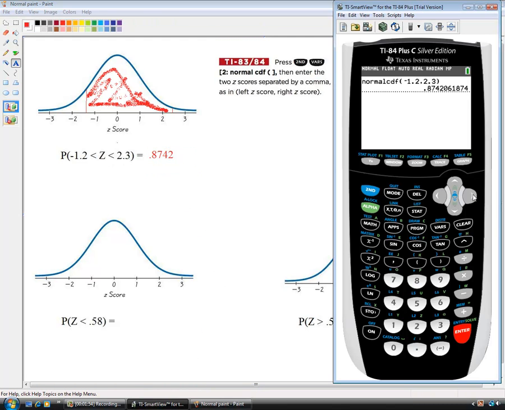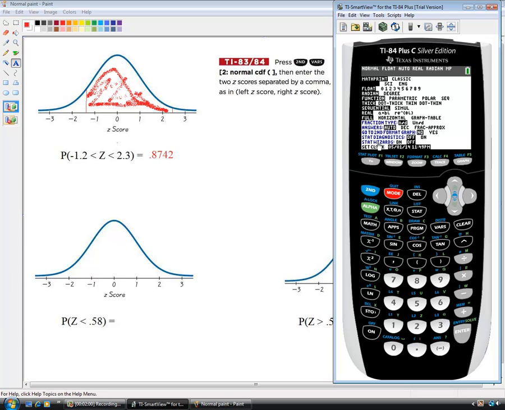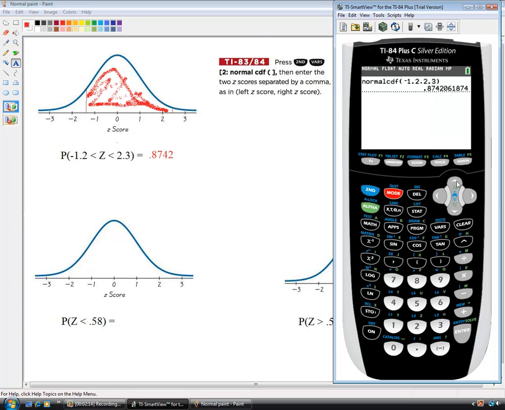Now, a little note about this. Some of the 84s may have the mode for Stats Wizard on. Click mode, you can alter that or not. I'm going to turn it on just to show you what the menu is going to look like for those of you who have it. Alright, so what's going to happen is we're going to go second, vars, grab our normal CDF, and it's going to give us a menu.